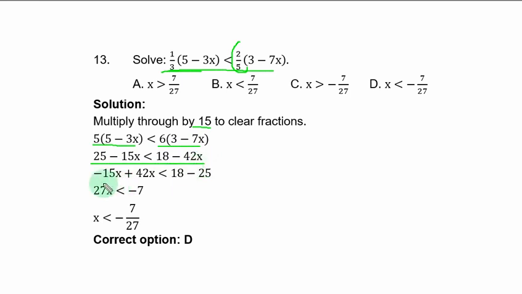Collect like terms. You have minus 15s plus 42s. Sorry, you have 18 here already. If you transfer plus 25, it becomes minus 25. If you add and subtract, you have 27s less than minus 7. Divide through by 27, and you have s less than minus 7/27. D is the correct option.